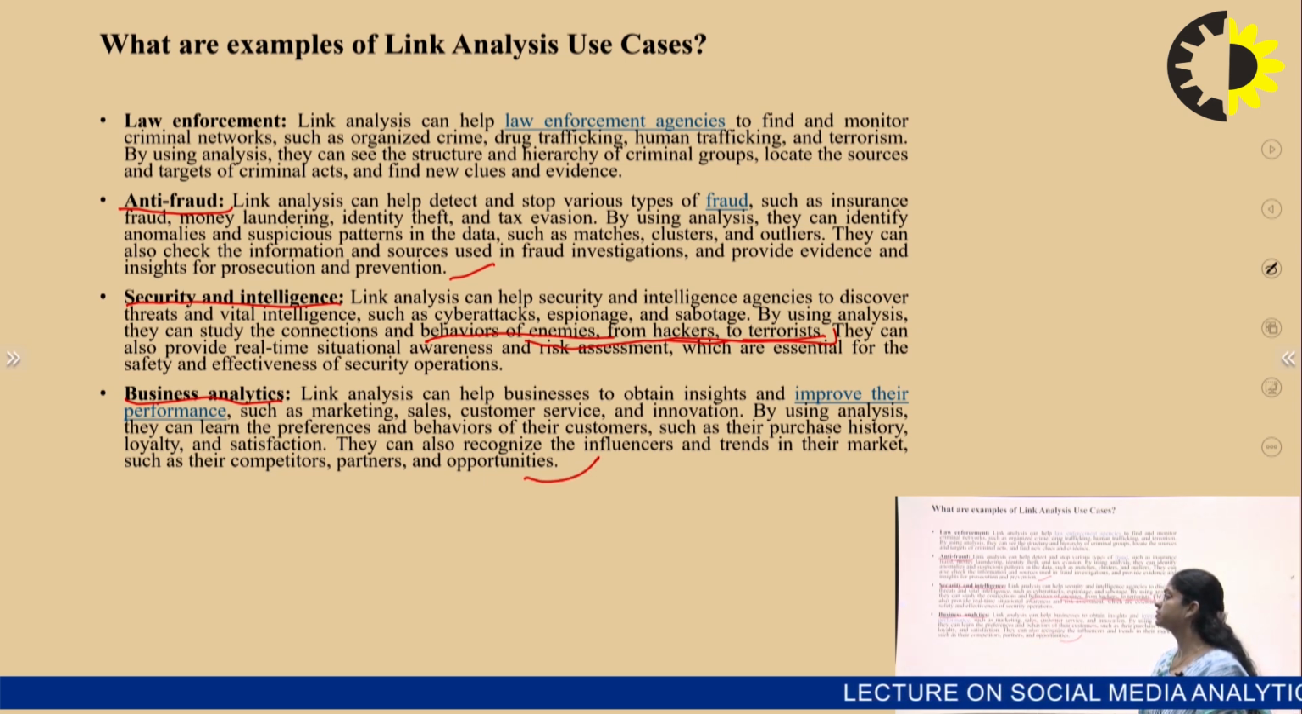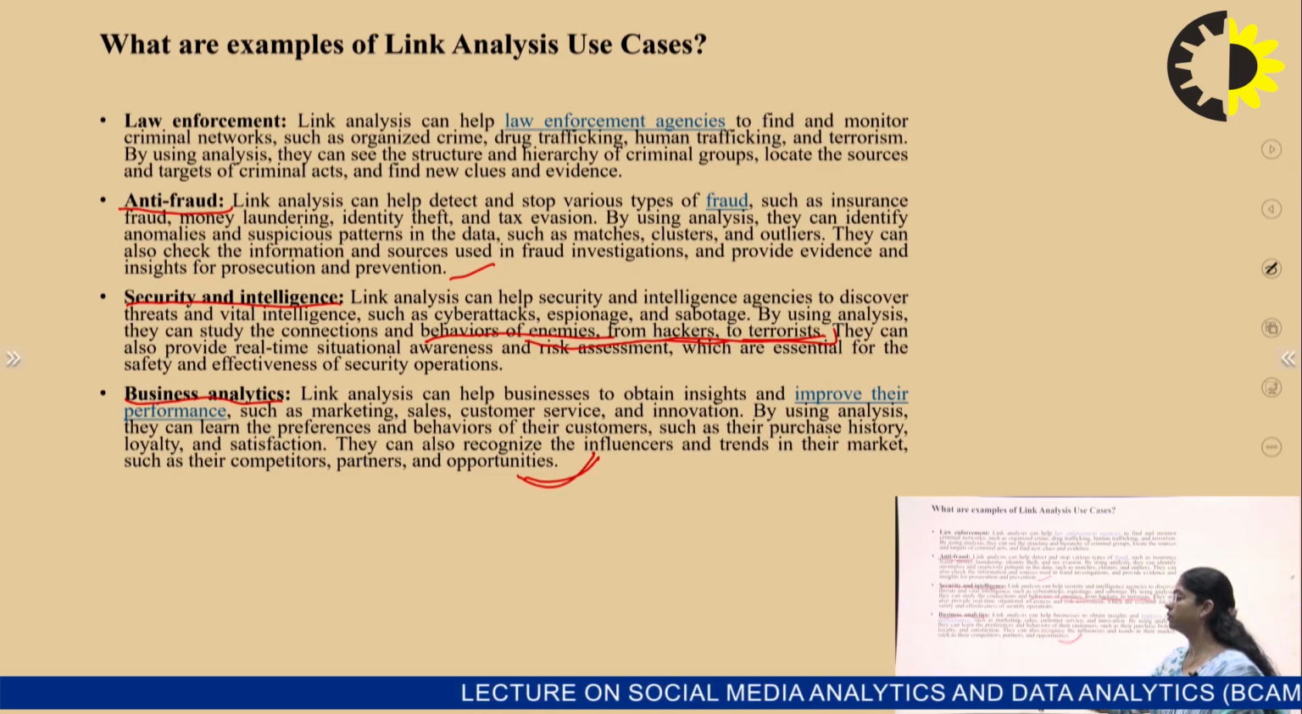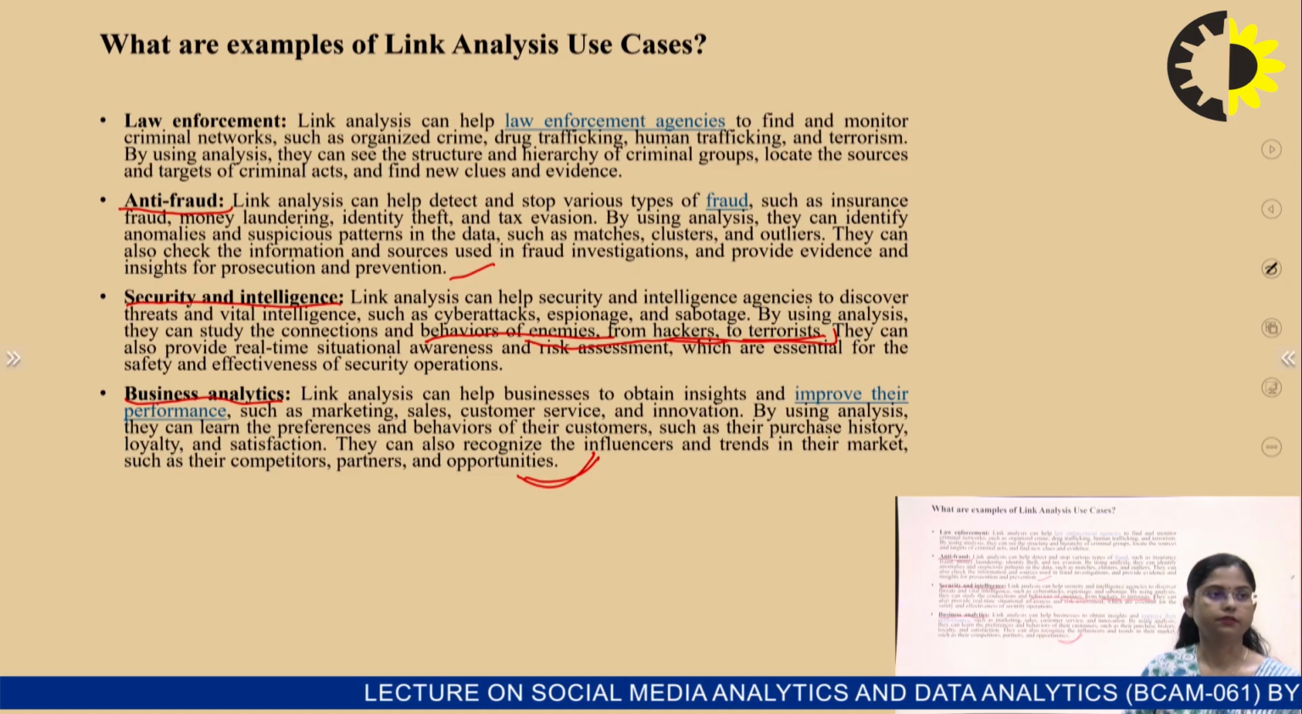So for business analysis also, we use these link analysis principles to analyze and enhance our business, to find out our competitors, etc.